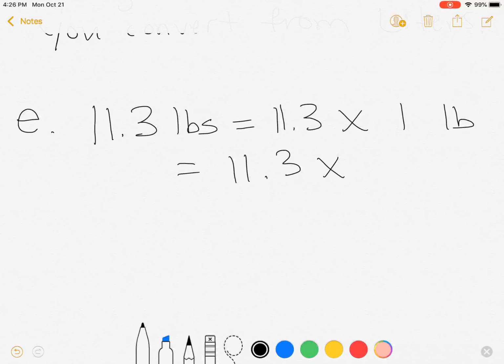It's not the metric system, it's our customary system, which has not a whole lot of rhyme and reason to it, so you just have to memorize those numbers. 16. Okay, so 11 and 3/10 times 16. Use our standard algorithm.